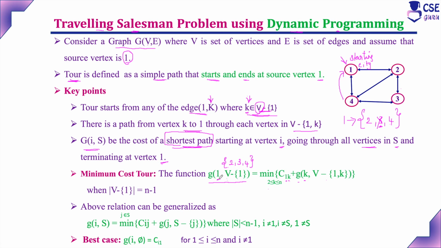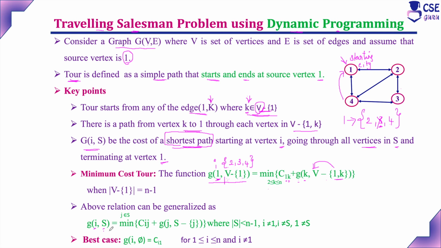So 1 is currently visited and next you are going to visit the kth vertex. So both vertices you have to subtract from the vertex set. That is the meaning: g of k comma v minus 1 comma k. And this above relation can be generalized as g of I comma s. Here 1 will be considered as I, the currently visiting vertex. And s is nothing but v minus 1, that is, the current vertex you are visiting should be subtracted from the vertex set. So that is nothing but s.